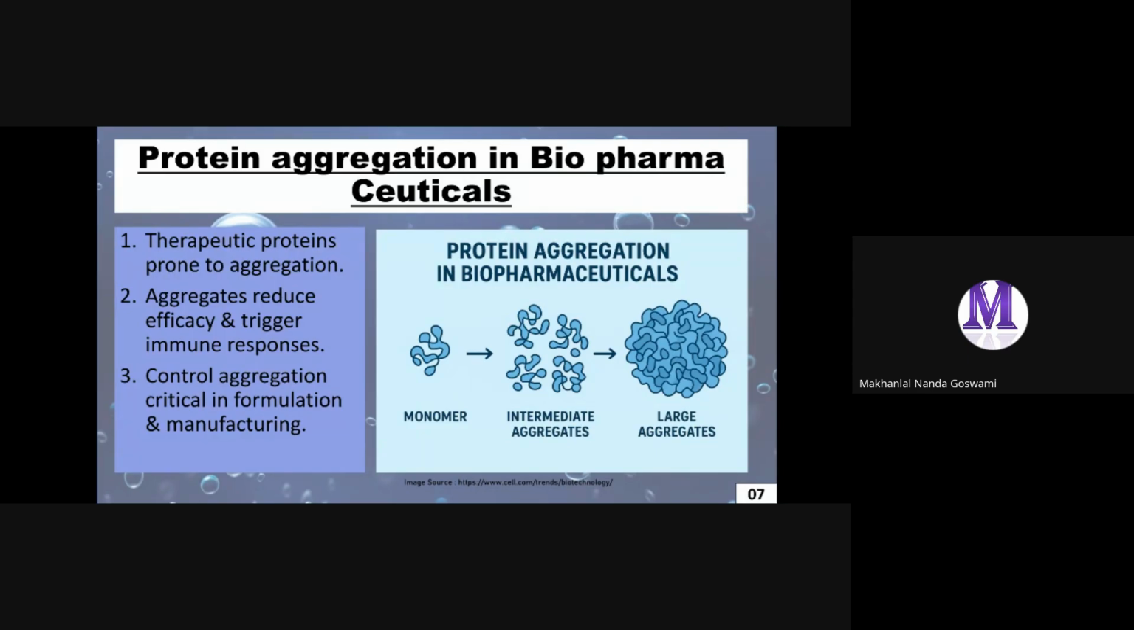protein molecules. And in biopharmaceuticals, protein aggregation can be a significant issue because it can affect the stability, efficacy, and safety of the drug. An aggregate can lead to changes in the drug properties, potentially causing issues like reduced potency, increased immunogenicity, or other effects.